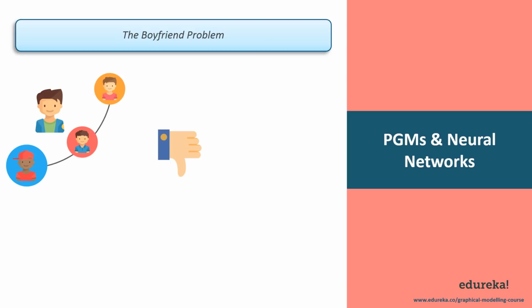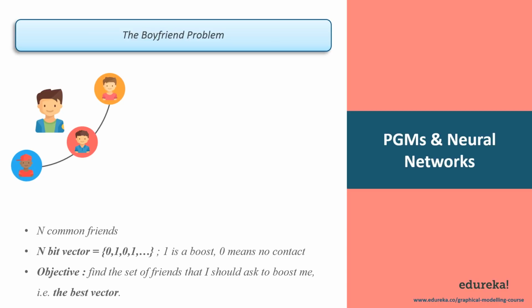Now suppose we have n number of common friends. So I have in my possession a set of observations which I can compactly represent in an n-bit vector, where 1 is a boost and 0 means no contact. The computational problem I need to solve is to find a set of friends that I should ask to boost me. That is the best vector.